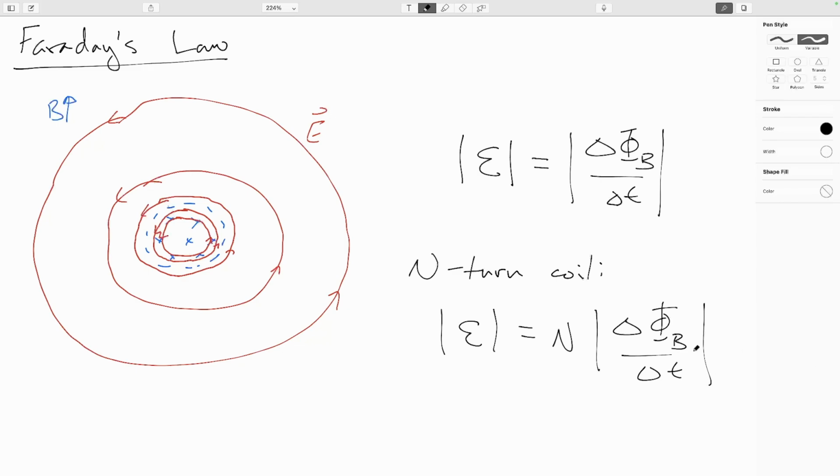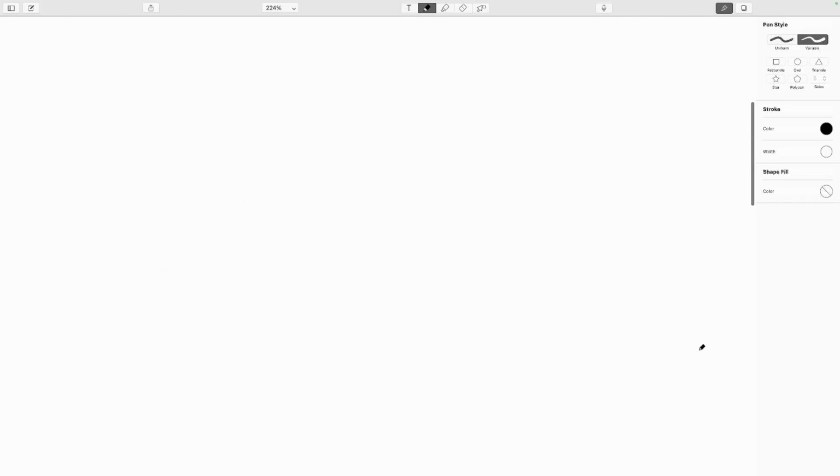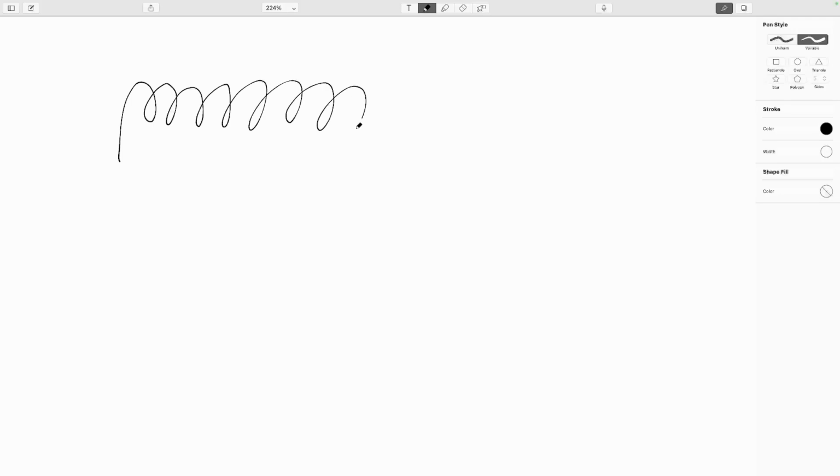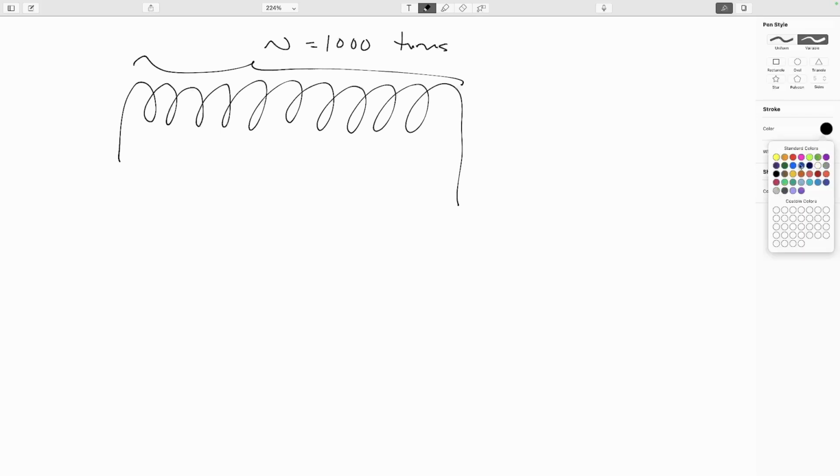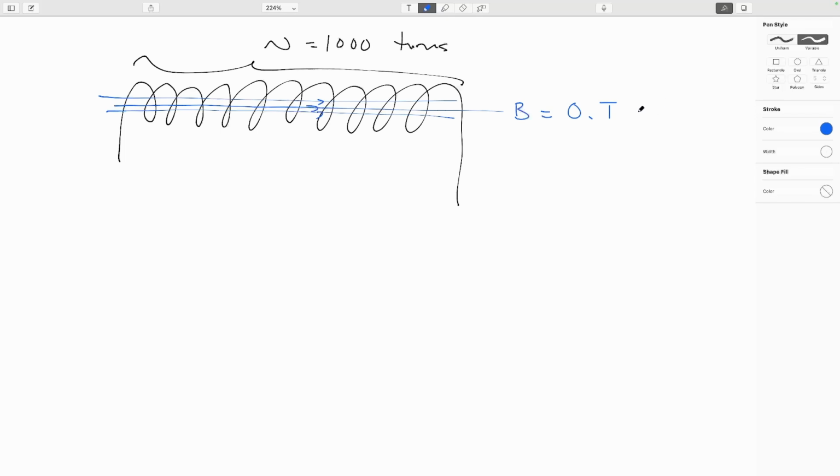So just to give a quick example of that, let's say we have a 1,000 turn solenoid. So remember, a solenoid is just a coil of wire. So we'll say that we have 1,000 turns. And let's say we have a uniform magnetic field that is initially at 1/10 of a Tesla, 0.1 Tesla, and we'll let it drop to 0 Tesla in 10 milliseconds.